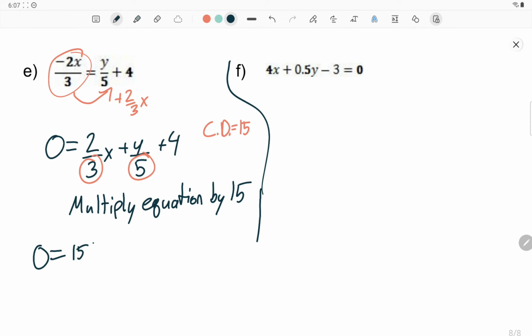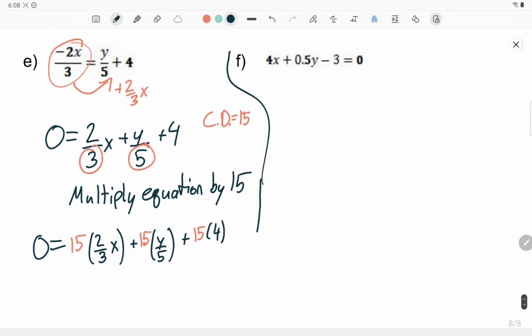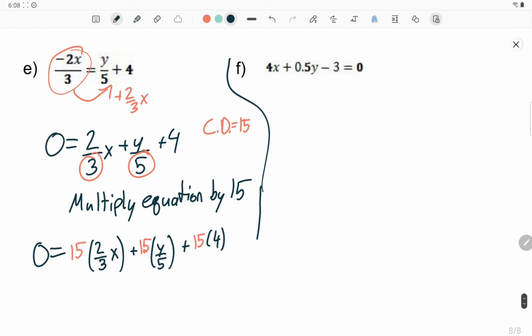So 15 times 2 over 3x plus 15 times y over 5 plus, well, 15 times 4. I'm just going to write those in red. So it's that 15 there. That's the new part. But as long as we do it to all, that's acceptable.